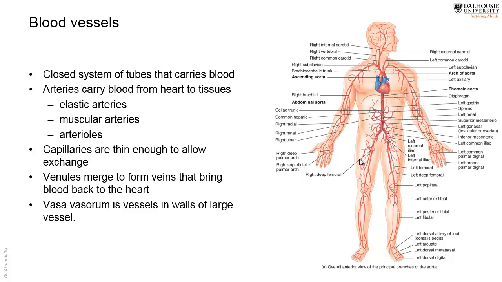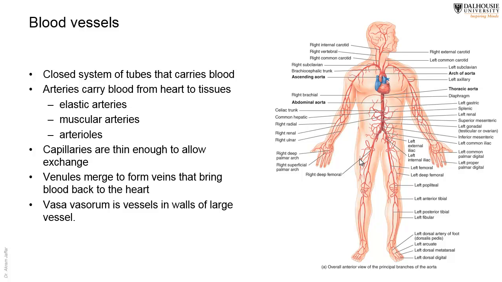We have elastic arteries, which are conducting, and we have muscular arteries, which are distributing, and then we have arterioles. These, the arterioles, they are the small arteries that are present just before the capillary bed. And then the capillaries, and then the blood is collected from these capillaries into small veins, which are called venules, and the venules will collect to form veins that return the blood to the heart.